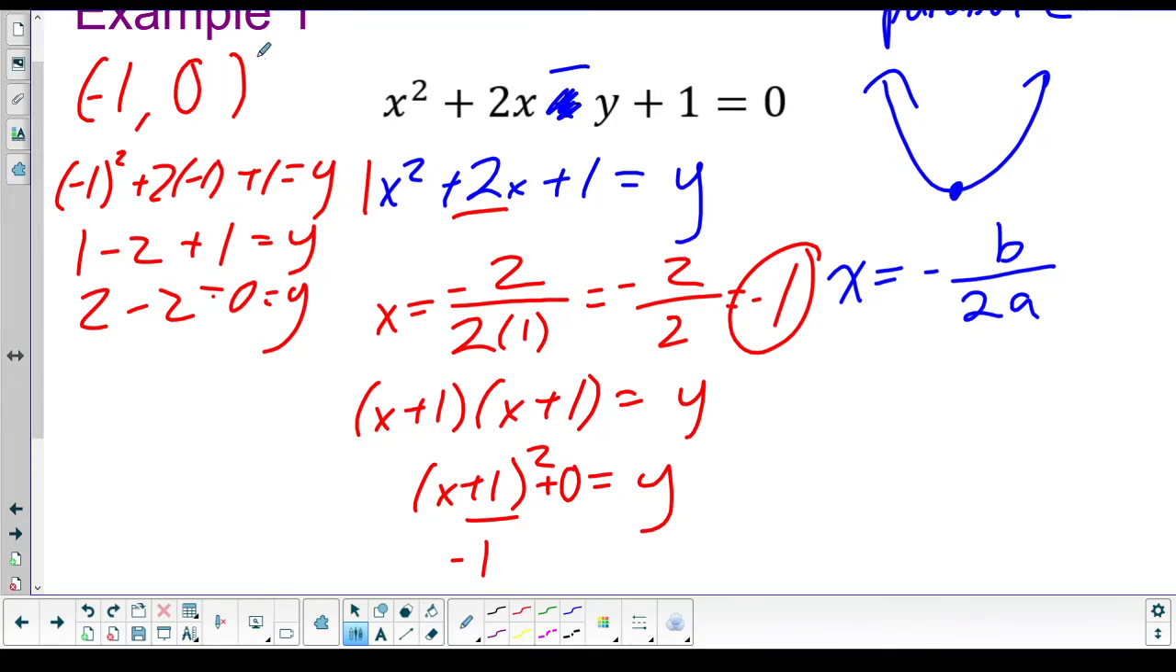So there's our parabola. There's our vertex. I think that's all you're going to need to know. It's a shame we don't talk about the focus. Those are cool, but oh well.